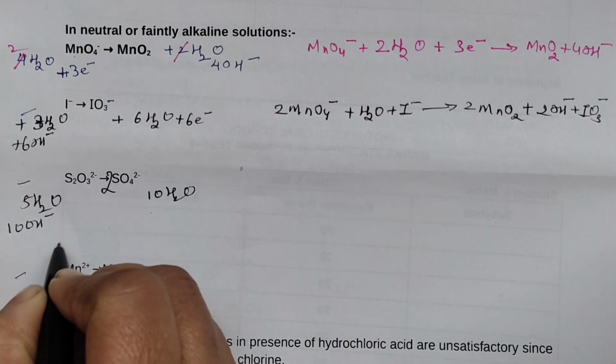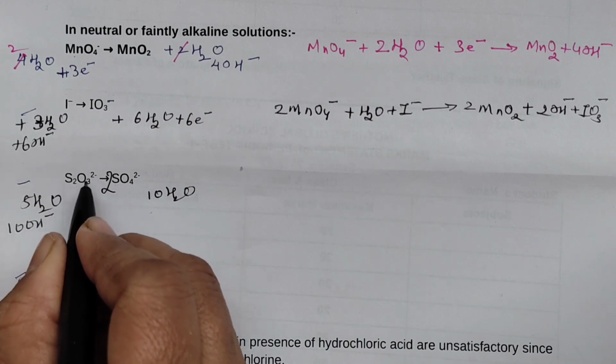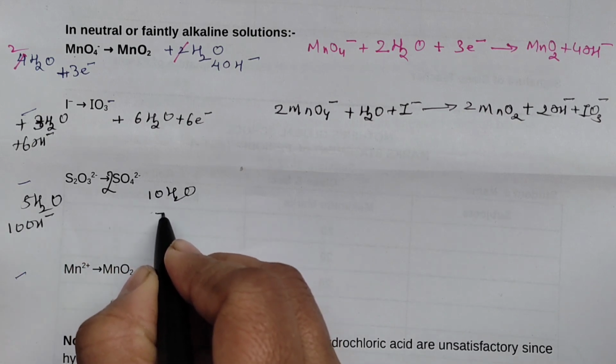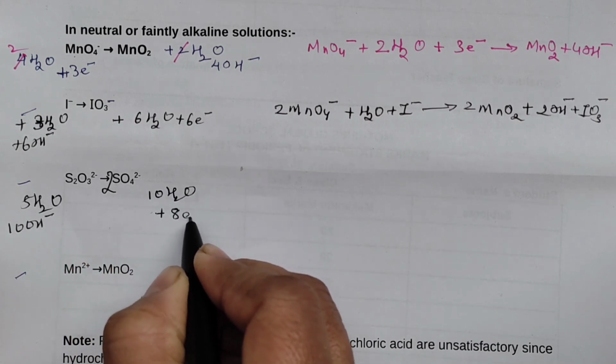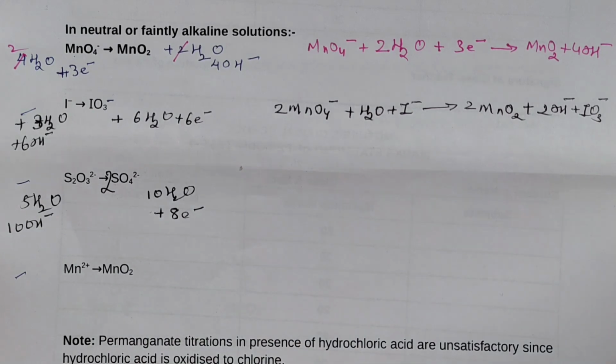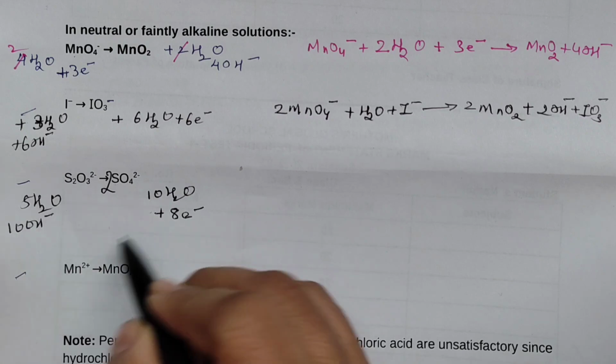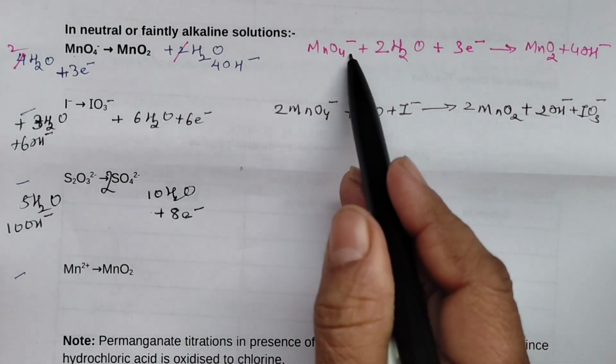Now let's go for the electrons. You will have minus 12 on the left side, so 8 electrons here. You will have 8 electrons. Okay. So further you will have now this equation to be added to this equation.